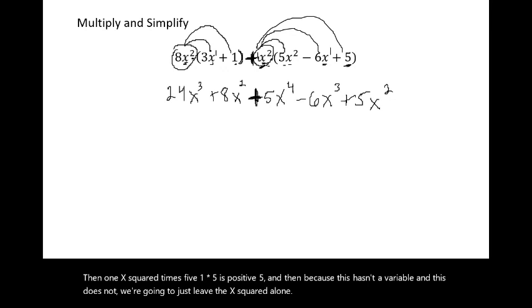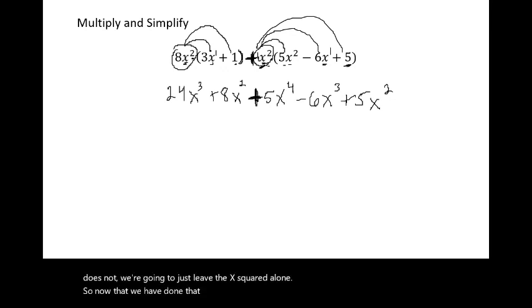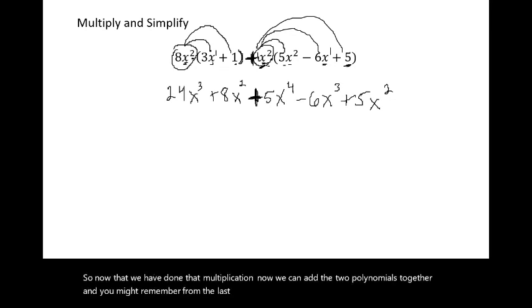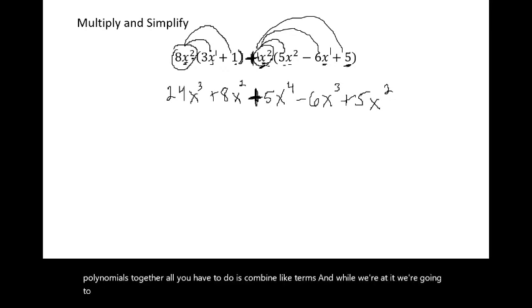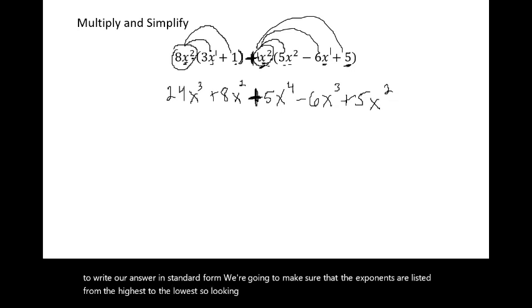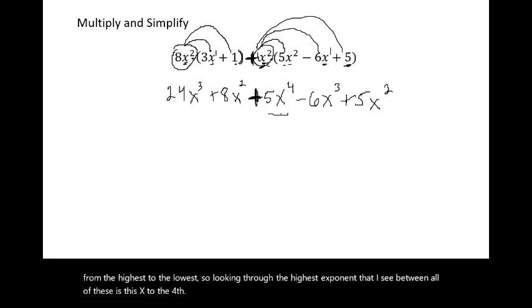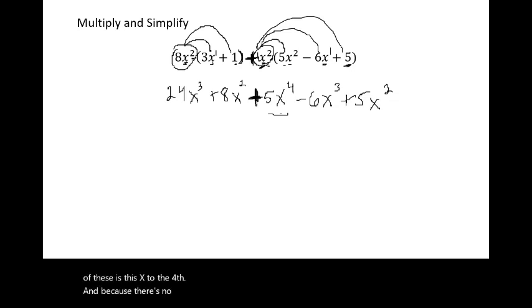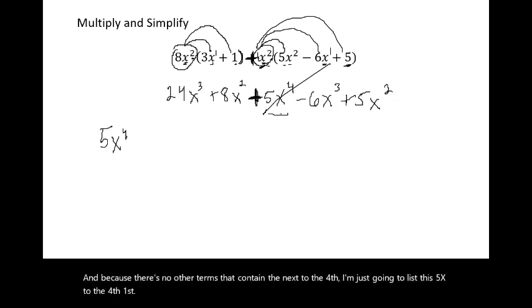So now that we have done that multiplication, now we can add the two polynomials together. And you might remember from the last video, when you add polynomials together, all you have to do is combine like terms. And while we're at it, we're going to write our answer in standard form. We're going to make sure that the exponents are listed from the highest to the lowest. So looking through this, the highest exponent that I see between all of these is this x to the fourth. And because there's no other terms that contain an x to the fourth, I'm just going to list this 5x to the fourth first, and then we're going to move on.